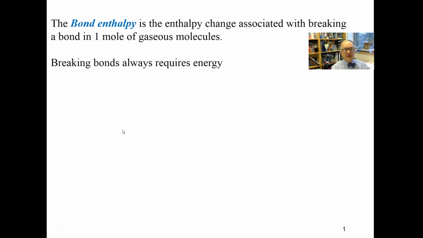So for the breaking of bonds, you've got to put energy into the molecule. It's always an endothermic process. It's going to be a positive number. We've got to add energy to break that bond. Whereas the making of bonds always releases energy. It's going to be an exothermic process. That delta H will be negative. So breaking requires energy, making releases energy.